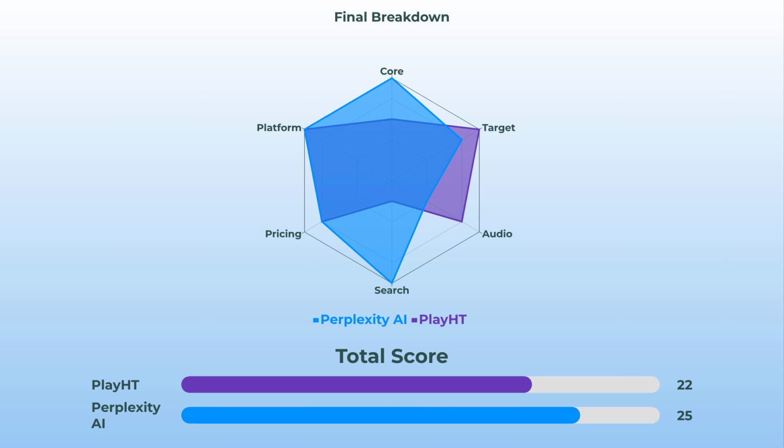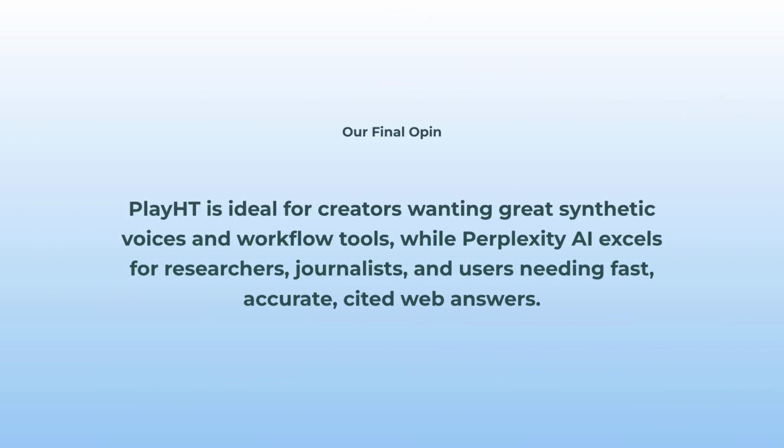If you're visual like me, you'll totally get this. Imagine a radar chart. Perplexity really stretches out in core functionality and search/data, while PlayHT is crushing it in audio and voice quality and platform tools for creators. Both are practically even on pricing and general integration. Honestly, it comes down to what you actually need.